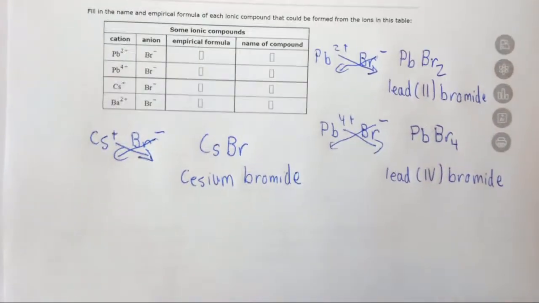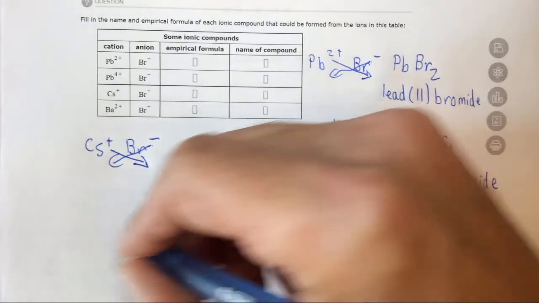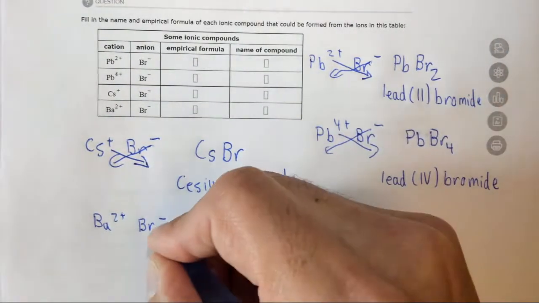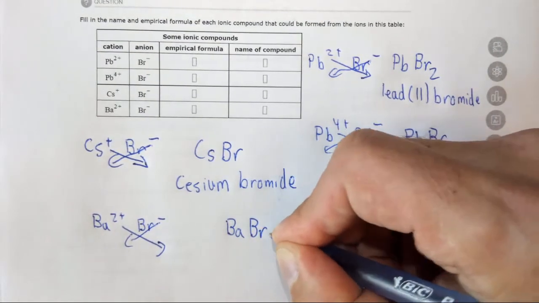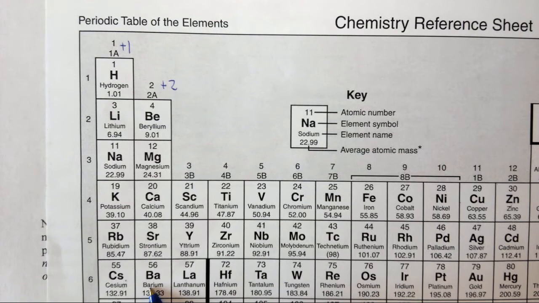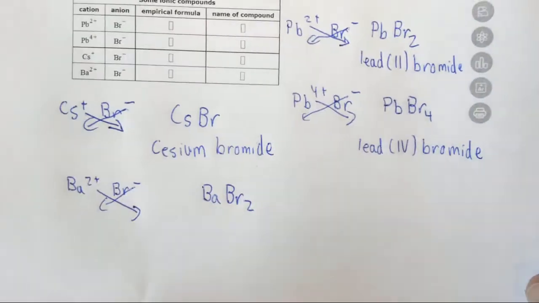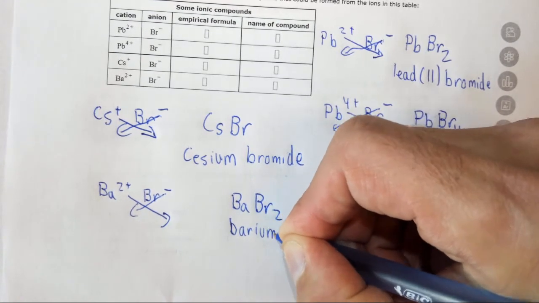The final one that we want to do is barium 2+ and Br−. So Ba2+, Br−, cross the charges, BaBr2. Again, we want to check to see if barium is capable of forming multiple charges. We find that barium is also a main group element, so it's not capable of forming multiple charges. So we do not need a Roman numeral. So we just call this barium bromide.